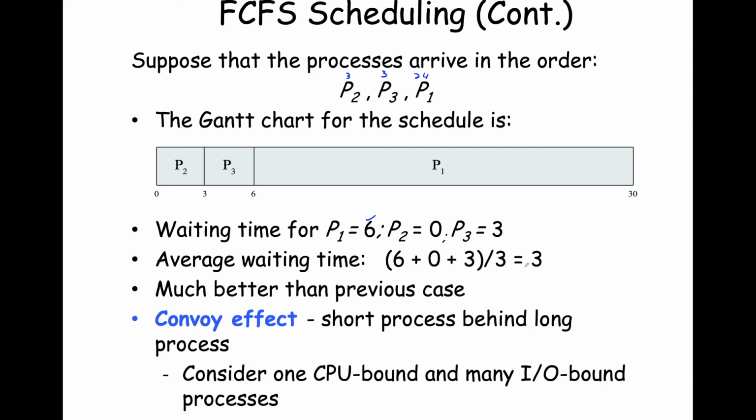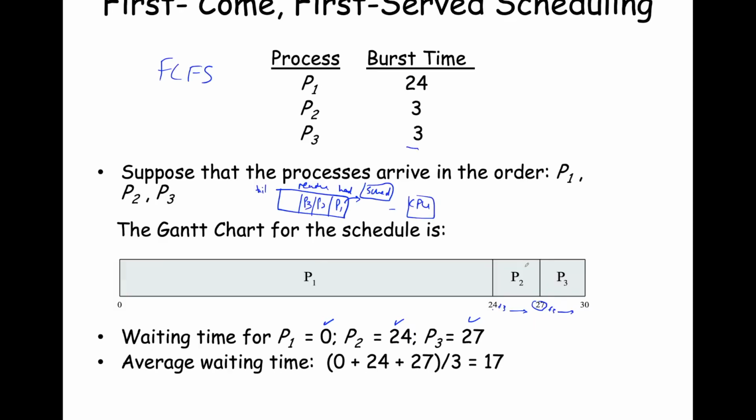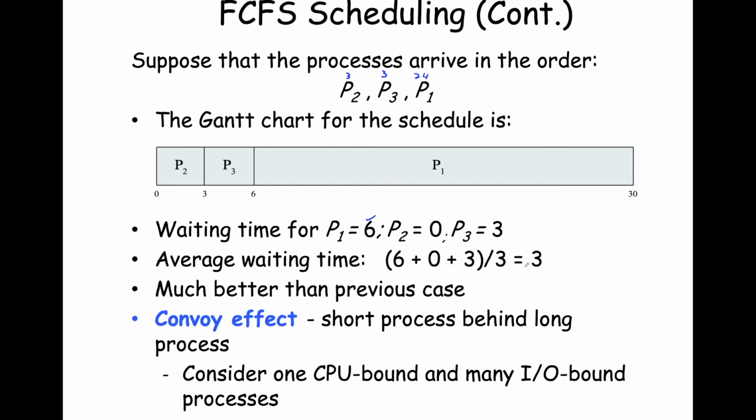Now, that's a 3 millisecond average wait time, whereas before we had a 17 millisecond average wait time. So we get a much better average wait time than previously just by changing the order in which these processes, with the same burst times, arrived in the ready queue. And this illustrates the so-called convoy effect.